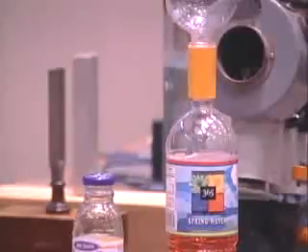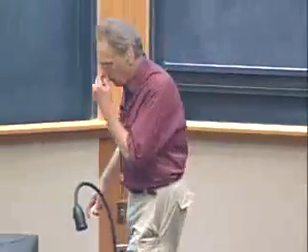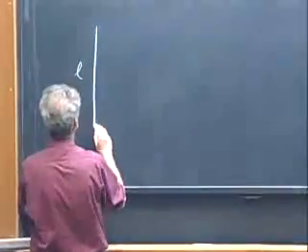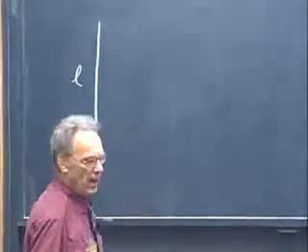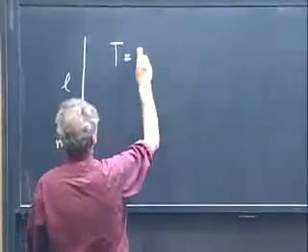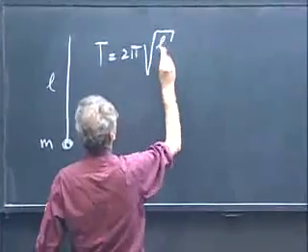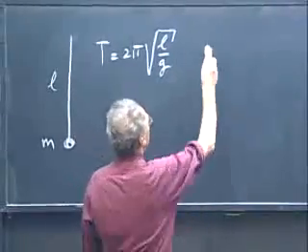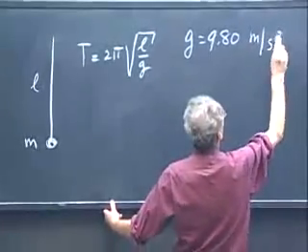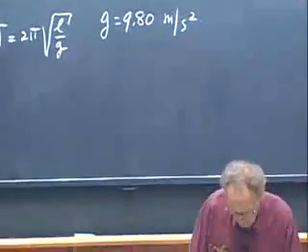I now want to address the issue of simple harmonic oscillation of a pendulum. As you will remember from 801, if you have a pendulum, length L, mass m, and if the mass of the string is negligibly small compared to the mass that is hanging here, then the period of oscillations is 2 pi times the square root of L over g, g in the Boston area being to a high degree of accuracy 9.80 meters per second squared.